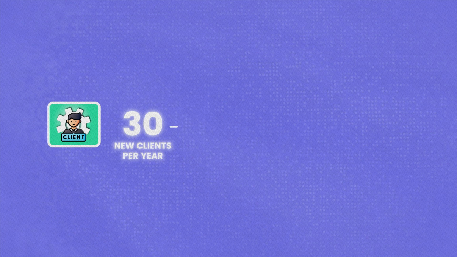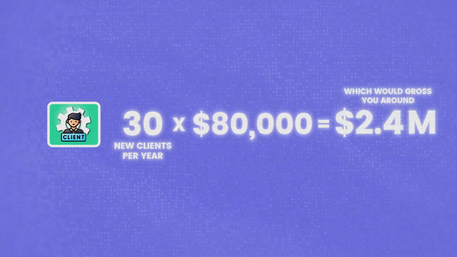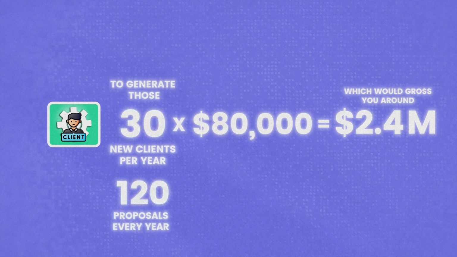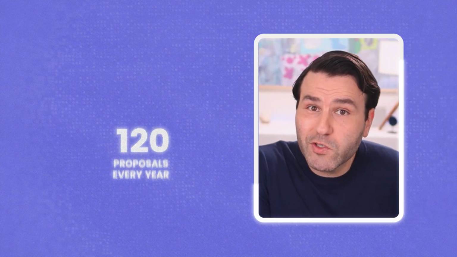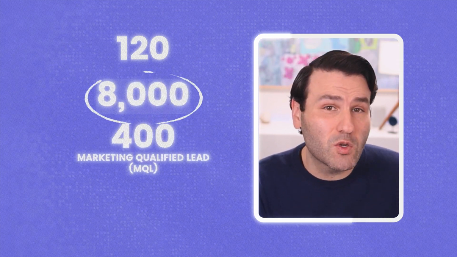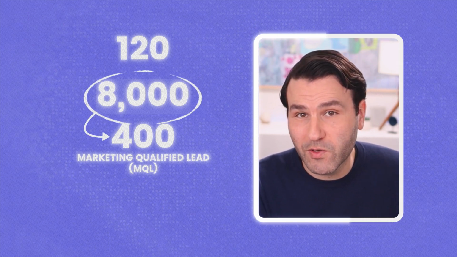So let's use an example that directly relates to agencies to show you how big the result can be from identifying and tweaking an output. So let's suppose that you run an agency that generates 30 new clients per year at roughly $80,000 each, which would gross you around $2.4 million in total. So to generate those 30 new clients, you must generate 120 proposals every year. To produce those 120 proposals, you need to generate 400 marketing qualified leads. You probably need somewhere around 8,000 total prospects or leads in your marketing funnel to get to those 400 MQLs.